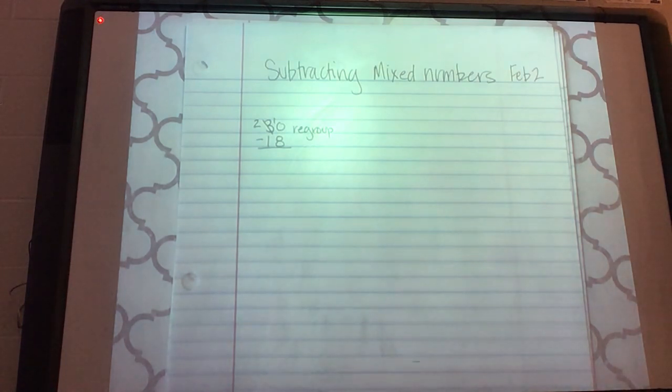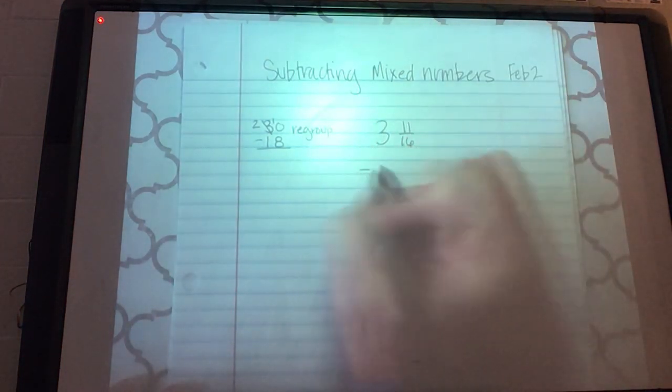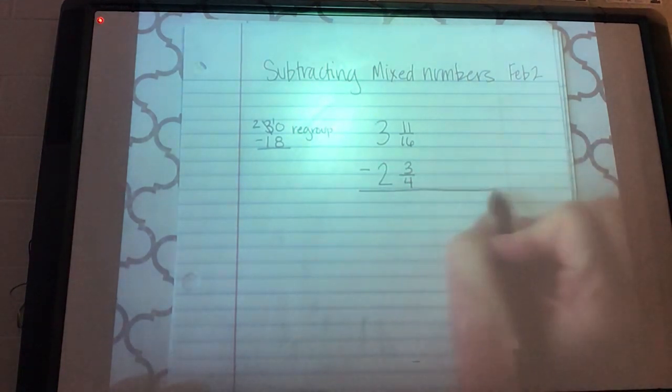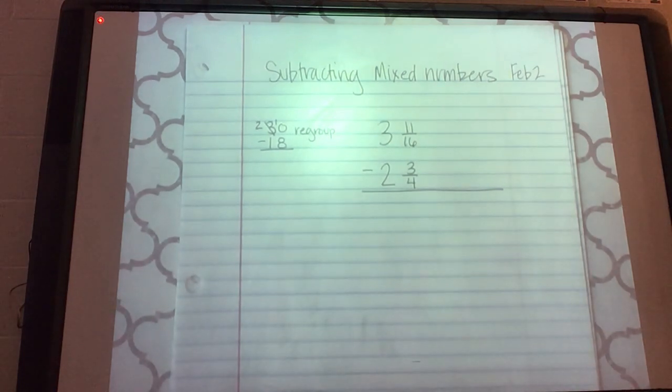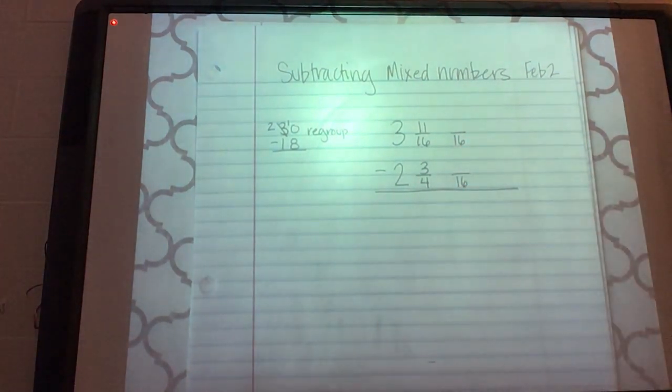No, only sometimes. All right, so let's write down the problem: 3 and 11/16 minus 2 and 3/4. The first thing you are going to do is the same thing we always do, get our denominators the same. What denominator should I use? You should use 16, because 4 times something is 16. So nothing's changed, right? We haven't done anything new yet.